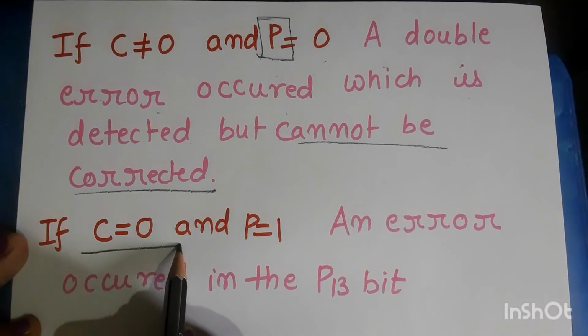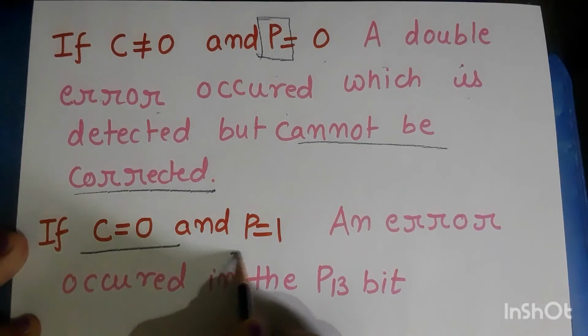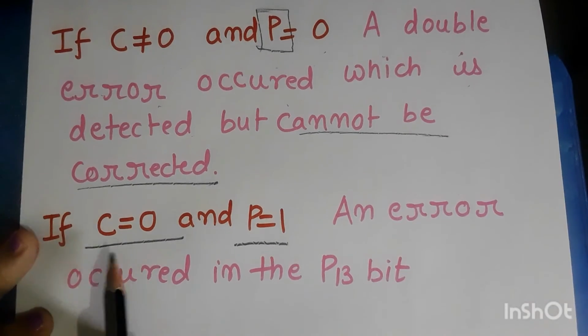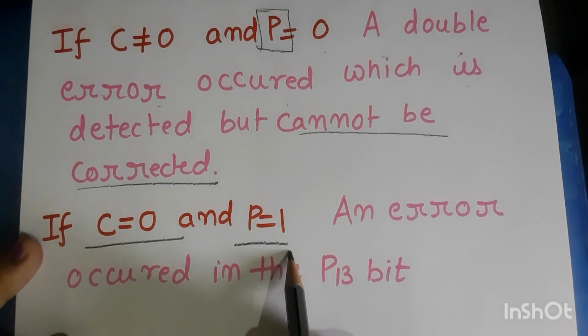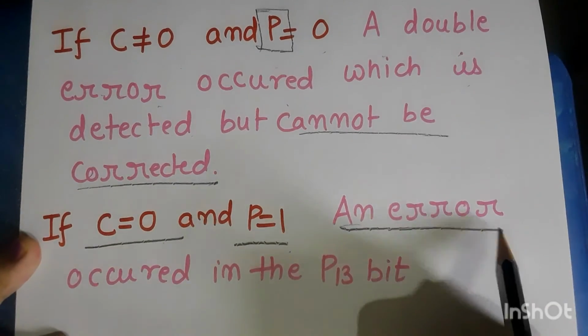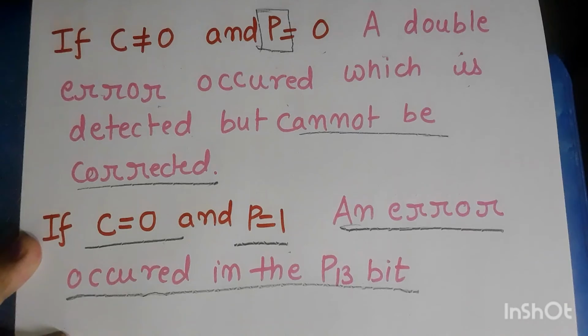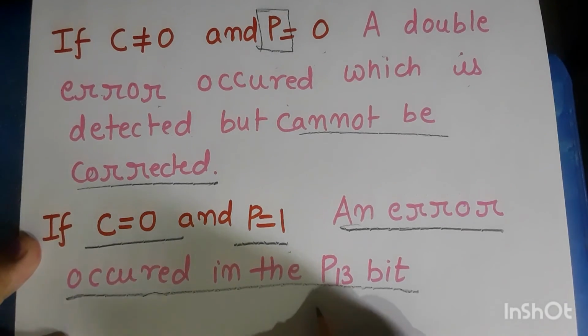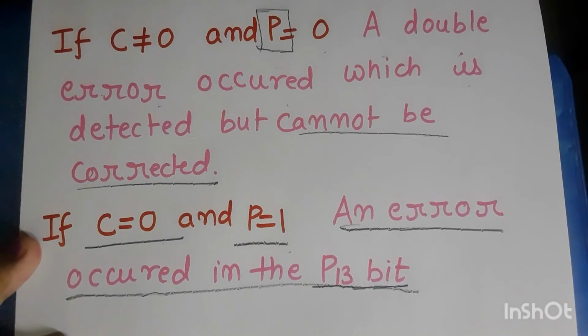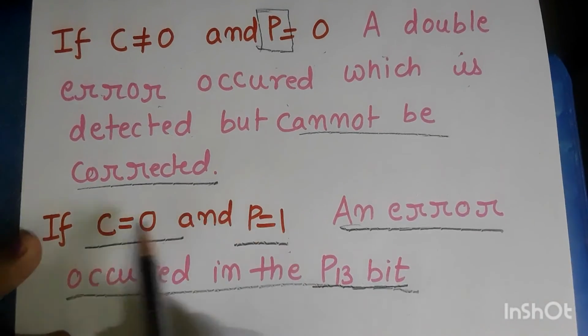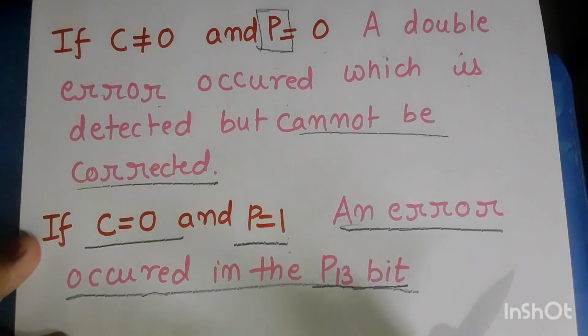If C is equal to 0 and P is equal to 1, you see here C is equal to 0 and P is equal to 1. That means an error has occurred in the P13 bit. So you see where the error occurred? The error has occurred in the P13 bit itself. That is why P is equal to 1 and C is equal to 0.